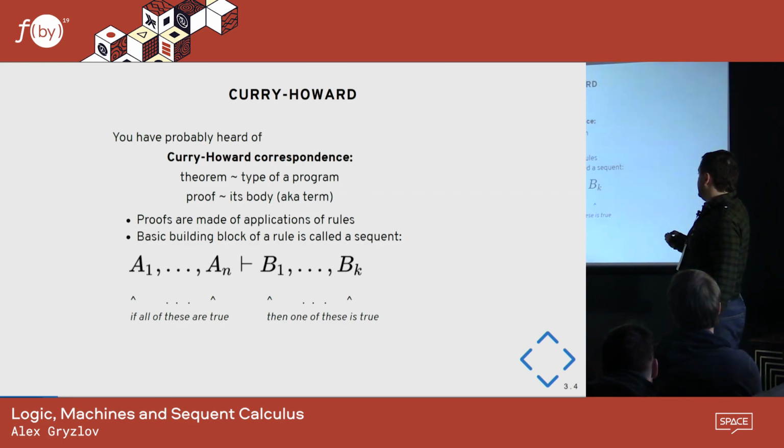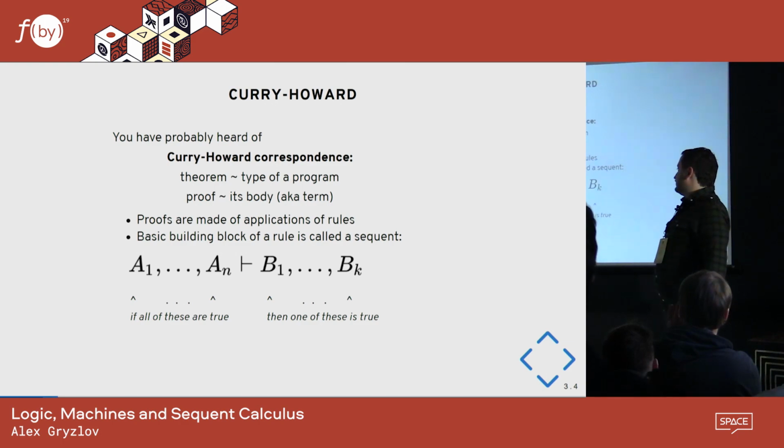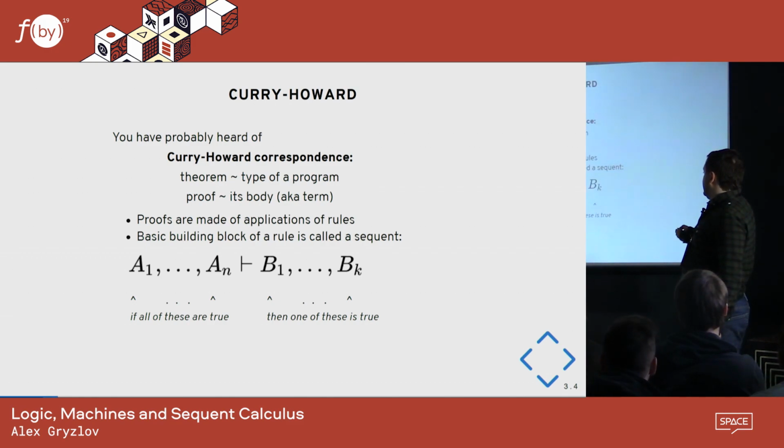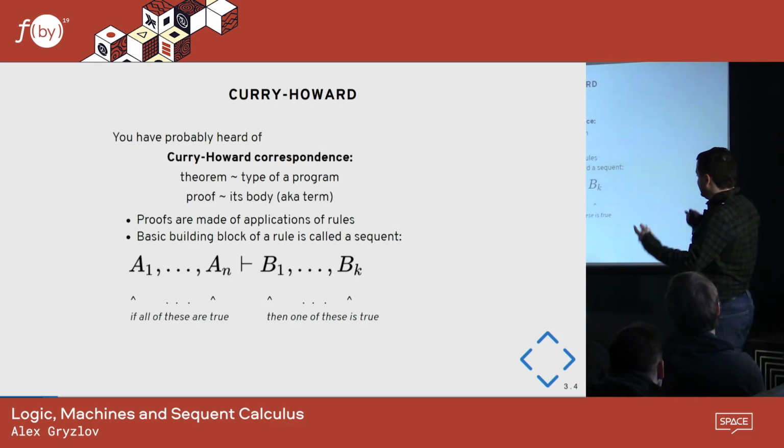And these rules, the basic building block of such a rule is called a sequent. So the sequent is this thing. You probably have seen it today in several talks. So what does this thing mean? It means that you have a bunch of formulas, some kind of statements or types on the left, and you have this turnstile symbol, and then a bunch of statements on the right. Intuitively, this means that if all of these statements are true, then one of these statements must be true. So that's basically it. That's just a syntactic sugar for this idea.